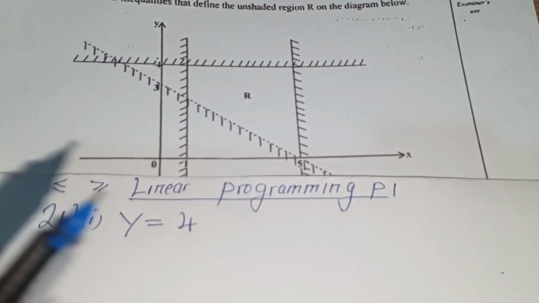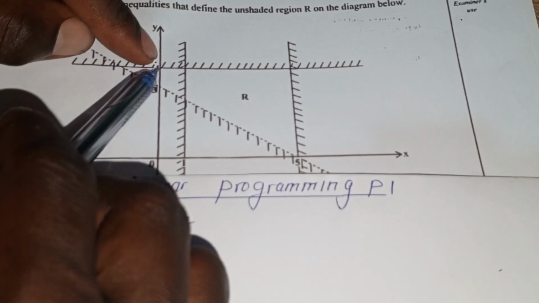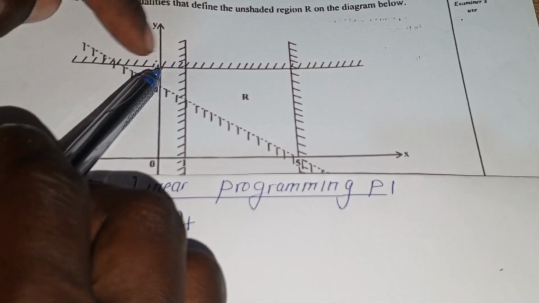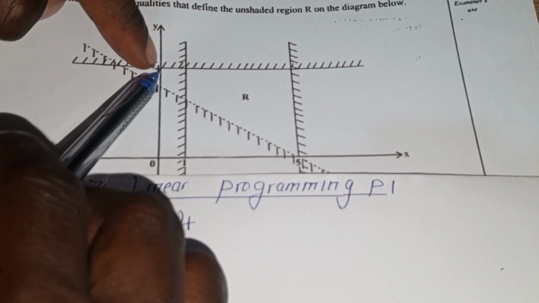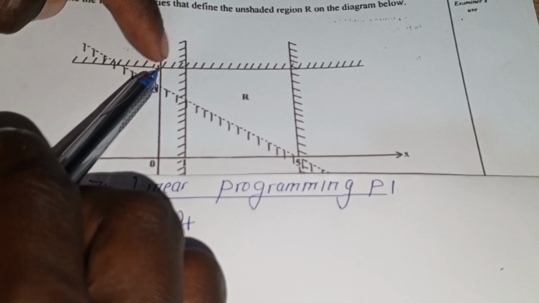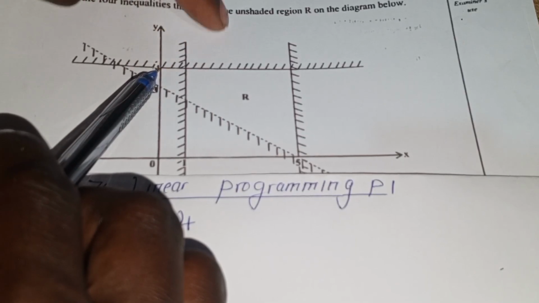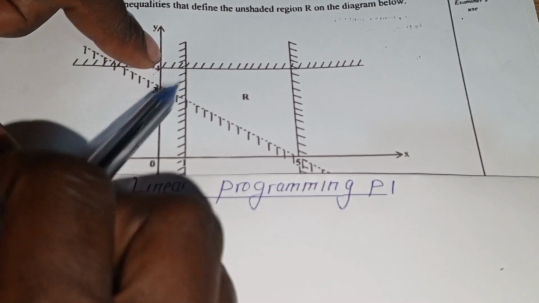That's when you ask yourself a question in the region that is not shaded. As you can see from here, the up region is the part that has been shaded, and the down region is the part that has not been shaded. From here going up, the numbers are increasing, so this is the greater region. Then from here going down, the numbers are reducing, so this is the less region.